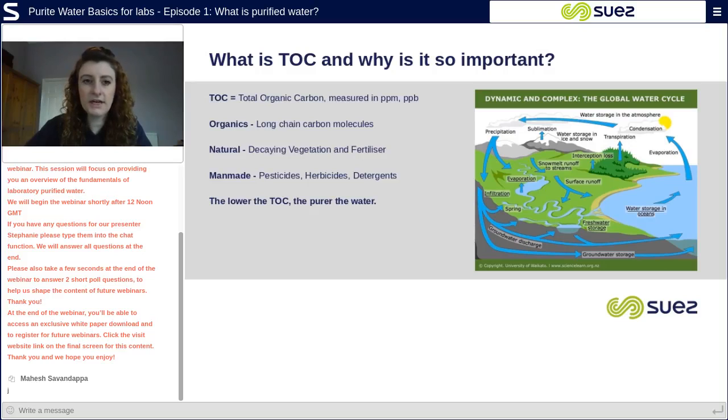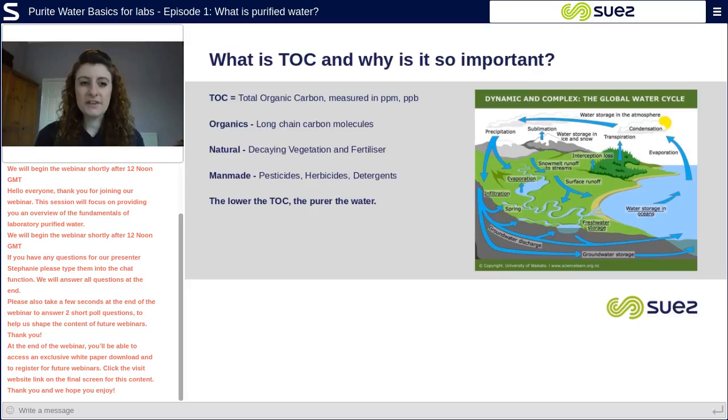What is TOC and why is it so important? TOC is total organic carbon and is measured in parts per billion and parts per million. Organics are long-chain carbon molecules which are found in source water.